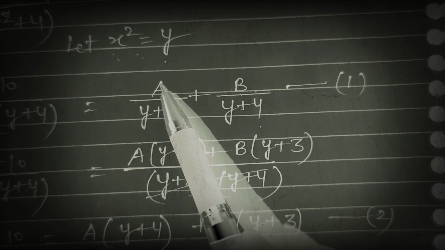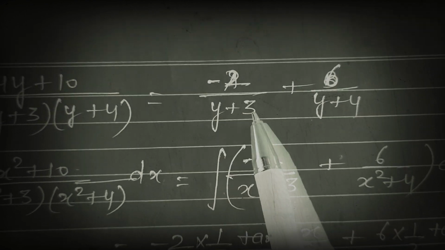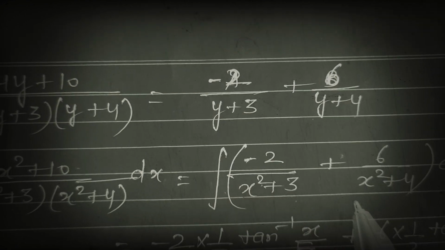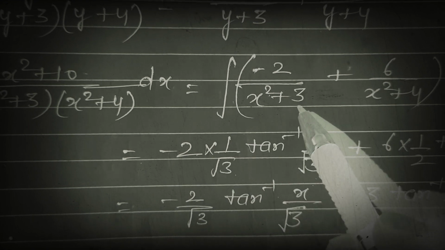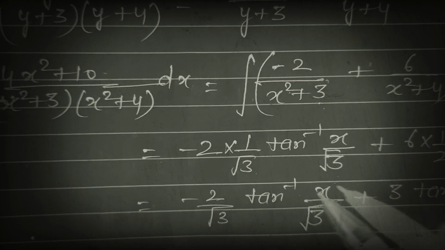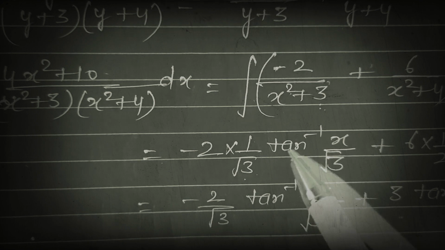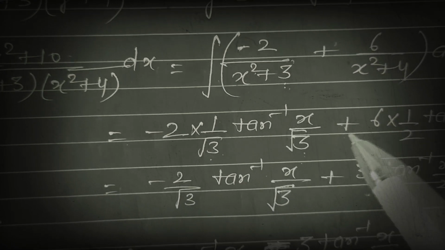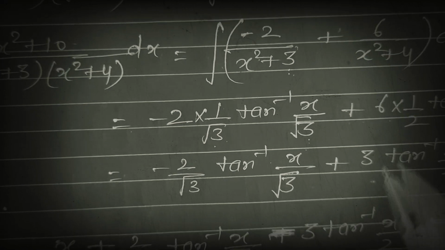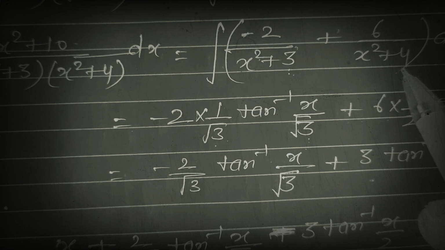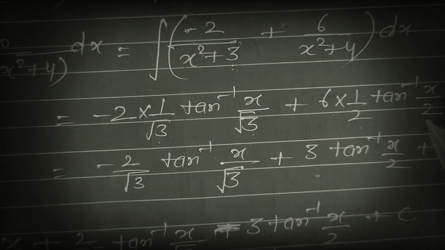Then we will put these in the equation: a is minus 2 and b is 6. Then we will find the integration of this: minus 2 upon y plus 3 plus 6 upon y plus 4. Integration of this will be minus 2, x square plus 3 we can write as root 3 square. So this is the formula: 1 upon x square plus a square, integration is 1 upon a tangent inverse x upon a, plus 6 into the same here; 4 we can write as 2 square. So it is x square plus a square, and the integration of 1 upon x square plus a square is 1 upon a tangent inverse x upon a plus c.